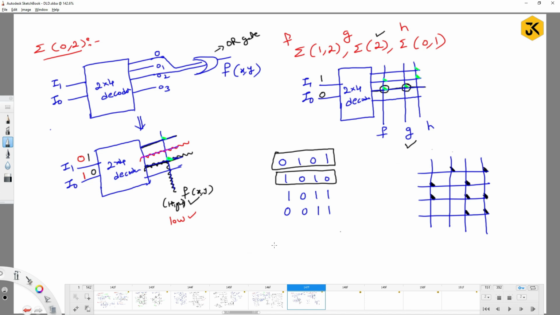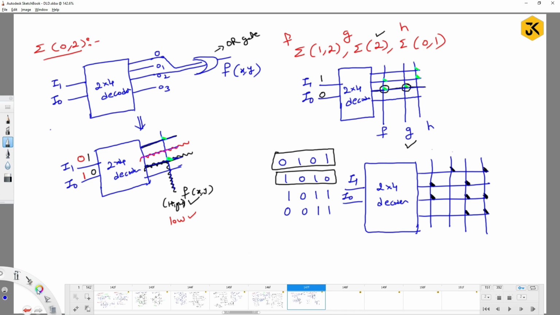So it's a kind of simple matrix representation, right? When you give power to this, if I connect it to a 2x4 decoder, your power may get to the respective lines, meaning that I am going to have two input lines. One is I1, another one is I0.